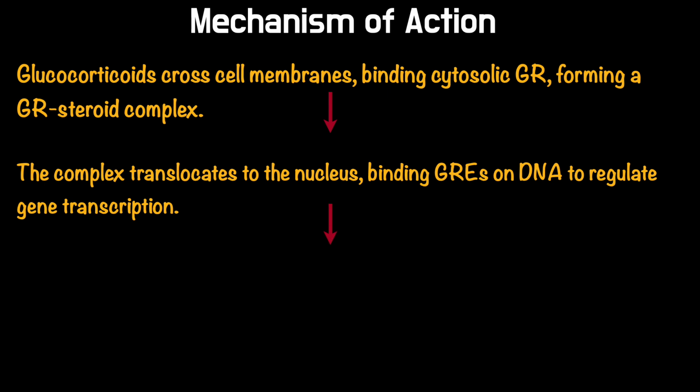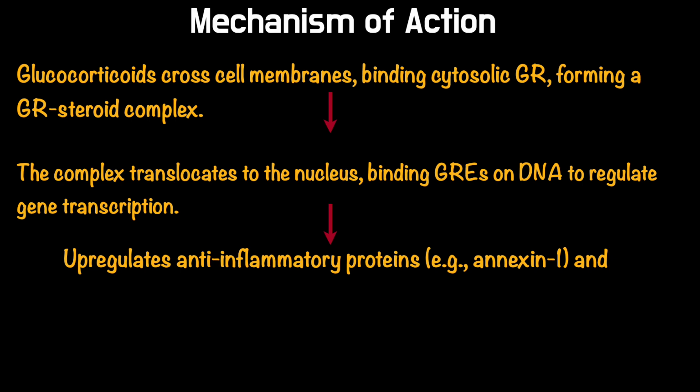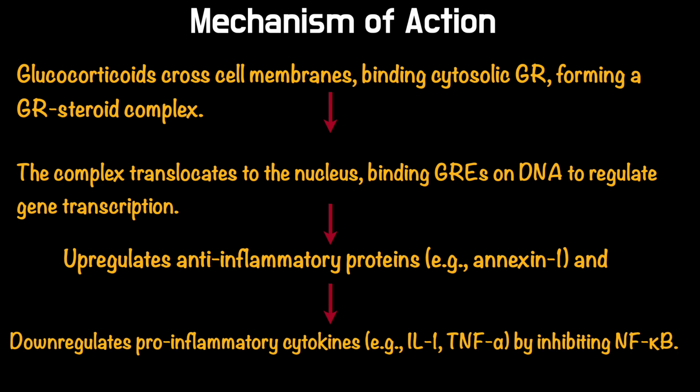So the ultimate outcome is that they upregulate anti-inflammatory proteins like annexin-1 and downregulate pro-inflammatory cytokines like interleukin-1 and TNF, that is tumor necrosis factor alpha, by inhibiting NF-κB, right? So this is how the anti-inflammatory action of glucocorticoids is done. So there are genomic actions and non-genomic actions. These are two different actions.